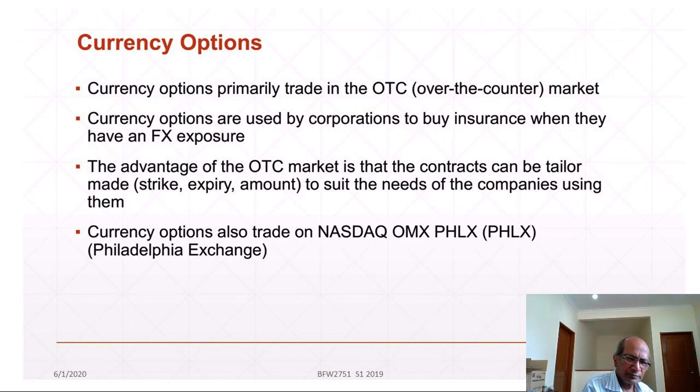Okay, currency options. As I told you in the initial stage, currency options primarily trade in the OTC, that's the over-the-counter market. Currency options are used by corporations to buy insurance against their foreign exchange exposure. Again, I told you it depends on what kind of exposure you are facing. Are you facing an exposure to pay something in a foreign currency? Are you facing an exposure to receive foreign currency? The advantage of the OTC market is that the contracts can be tailor-made for the amount you are receiving, at a certain expiry date, to suit the needs of the companies using them.